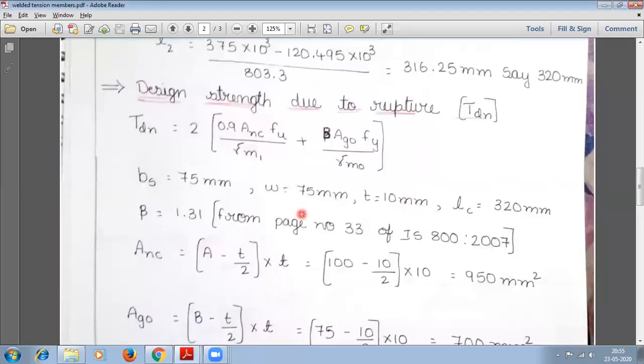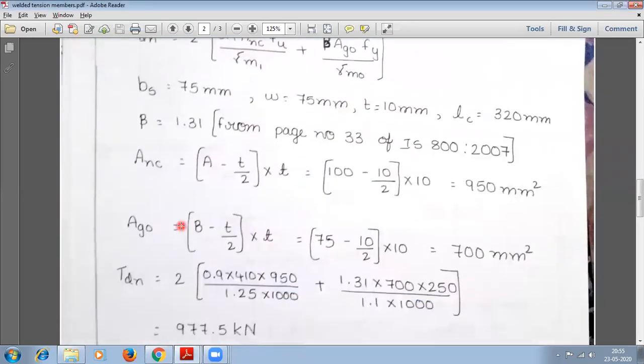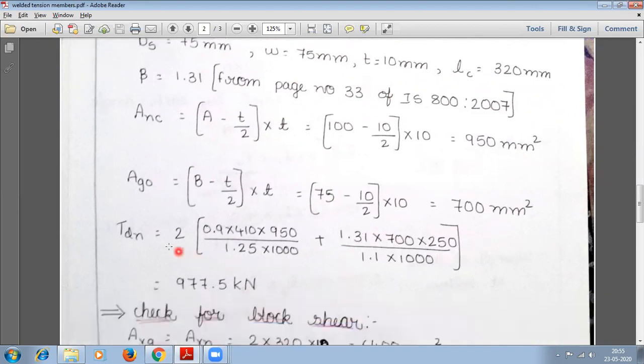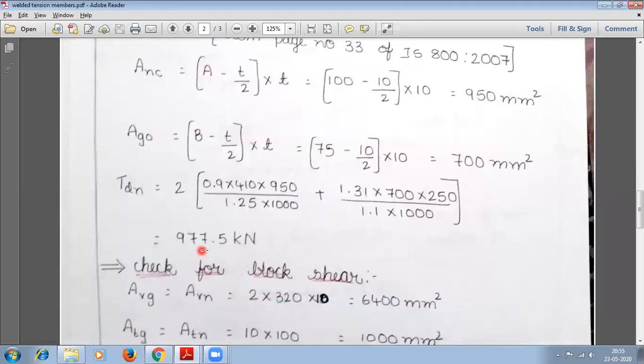Now we'll go for the next one, AGO. A is nothing but whatever the connecting leg length is. 100 is the side which is connected. C indicates connecting, O indicates outstanding. Connecting is 100, outstanding is 75. Substitute everything, you will get these two answers. Next, you need to multiply by 2 because it is a double angle section. Now you will get the answer as 977.5 kilonewtons. Fine.